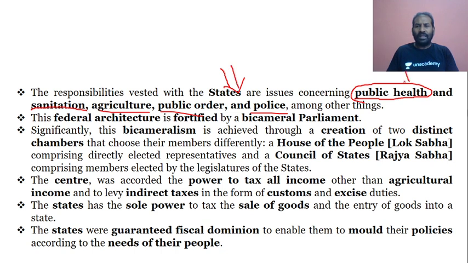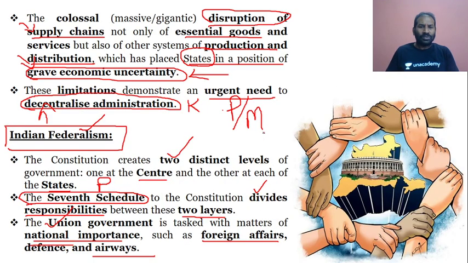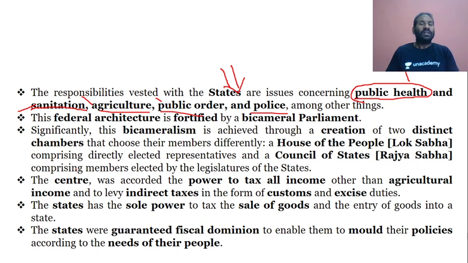So what are those? Health, sanitation, agriculture, public order and police. All these are the responsibilities vested with the states. And in regard to the union government, we are talking about national importance: foreign affairs, defense and airways, and also, as I mentioned, the pandemic or health crisis situation is now part of the union government. And then this federal architecture is called a bicameral parliament, or a federal arrangement.